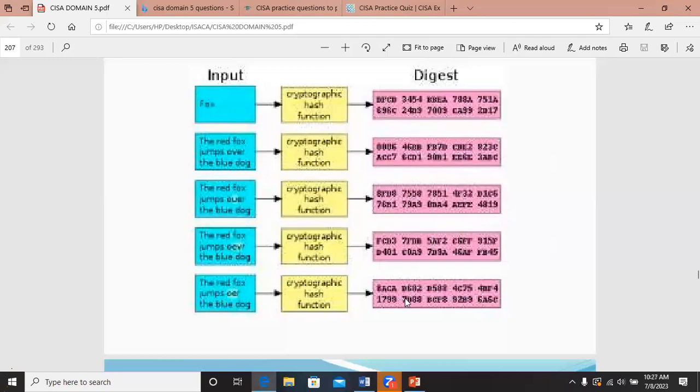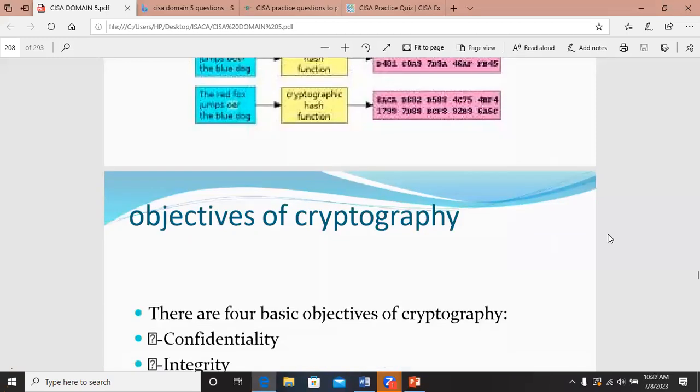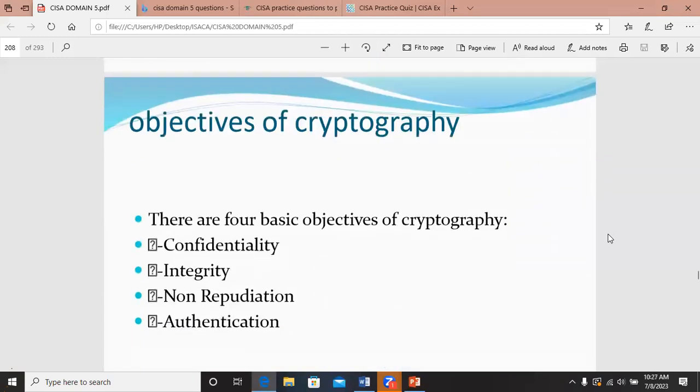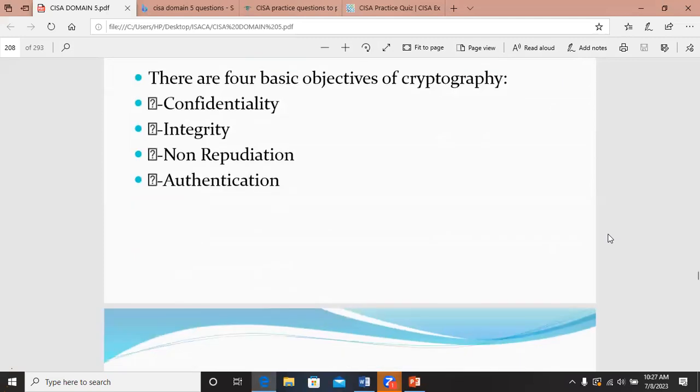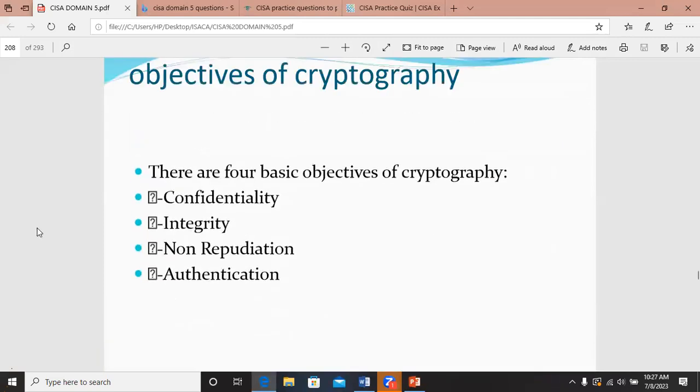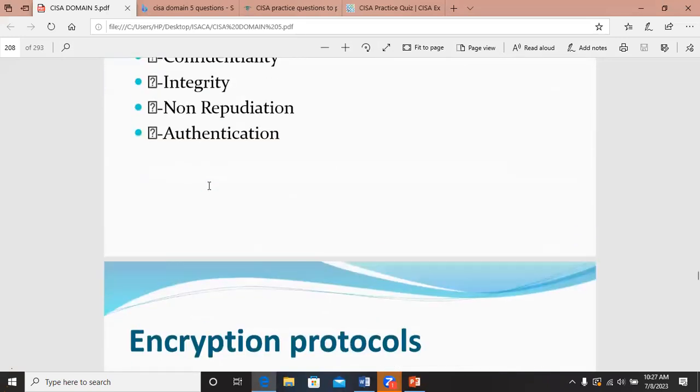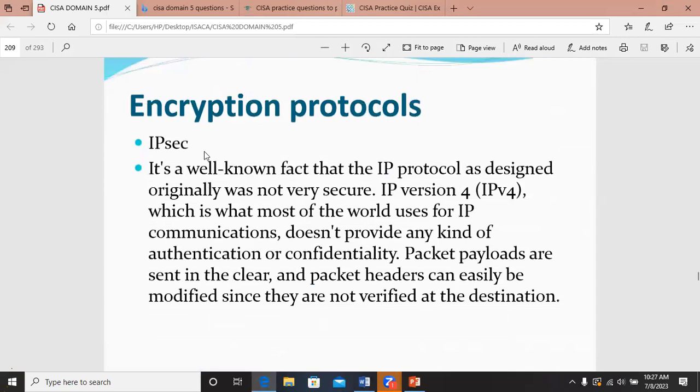The receiver can always compare the digest he or she gets with the digest that he or she computed. If they are the same, fine, the message is the same. If the digests are not the same, obviously that means the message has been tampered with. Those are the four objectives of cryptography. Please don't forget confidentiality, integrity, non-repudiation, authentication. CINA, that's the abbreviation.